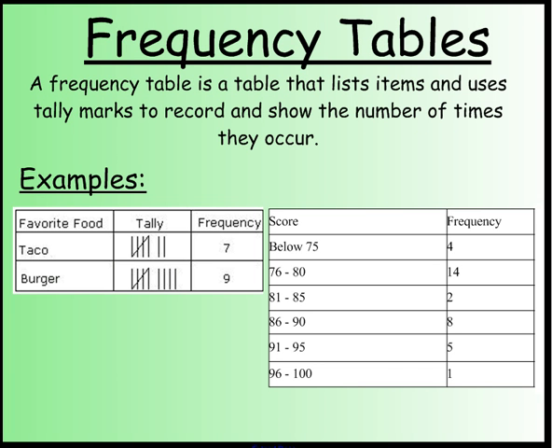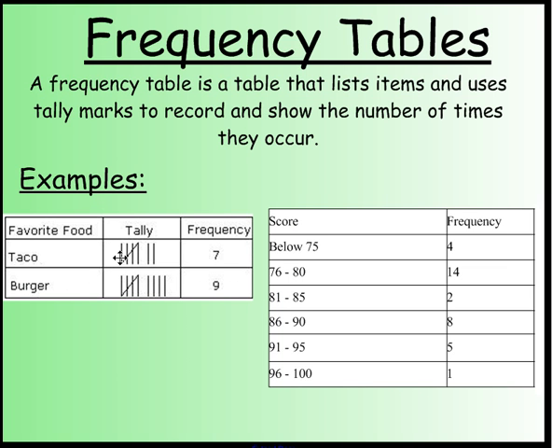So a frequency table is a table that lists items and uses tally marks to record and show the number of times they occur. For instance, if you look at the example, they're talking about a student's favorite food. So a teacher is going around polling the class. What's your favorite food, a taco or a burger? As kids raise their hands, the teacher's going to create a tally mark of what is their favorite food. After they are done, they're going to record it as a numeral number, so saying that 7 people enjoy taco as their favorite food. They'll do the same with the burgers, seeing how there are 9 tally marks and there are 9 people that enjoy burger as their favorite food.